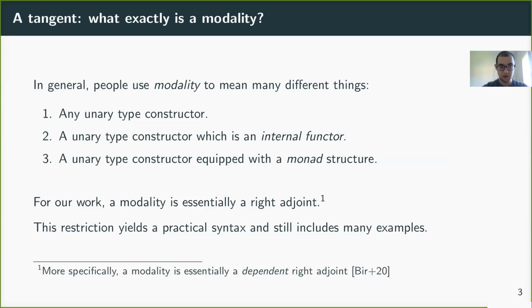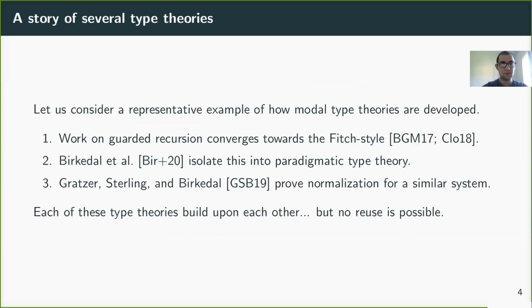From our point of view, we're going to be interested in modalities which are right adjoints. And this is not a right adjoint in an internal sense, but a right adjoint on some appropriate syntactic category is a good intuition. And this restriction is justified in two ways. First, as we'll see, it gives a practical syntax for programming with modalities. And it also includes all of the examples that we're interested in.